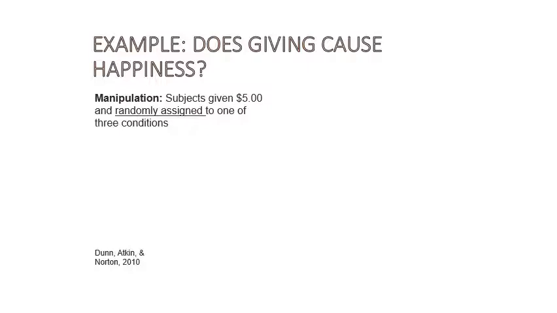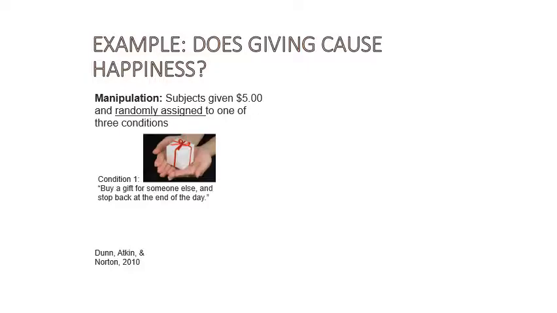Some more designs. Does giving cause happiness? So the manipulation: subjects are given $5 and randomly assigned to one of three conditions. This is a real experiment, and it was with students, and students were invited in the morning to come to the lab, and they were given $5. And they were just told one of three things, and then they needed to come back at the end of the day. In the first condition, if they were randomly assigned this, the researcher told them, buy a gift for someone else and stop back at the end of the day.